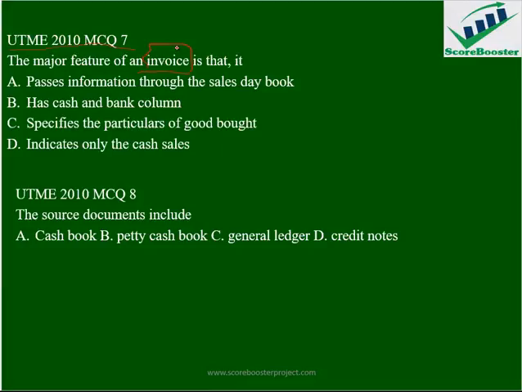An invoice is a document that shows credit sales, as we defined in the previous slide. The major feature of an invoice is that it passes information through the sales day book. We have not mentioned a cash and bank column. It specifies the particulars of goods bought. Does it indicate only cash sales? No, cash sales is what we call a cash sales slip. So the option is C.